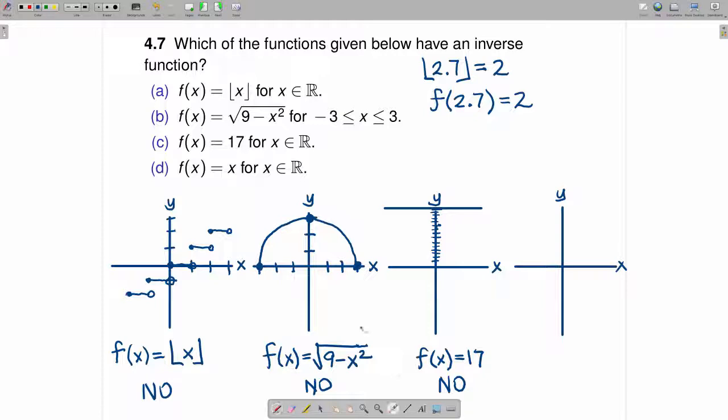Finally, the very last one here is f of x equals x for all real numbers. And that is a line with a y-intercept of 0 and a slope of 1. So that is a 45-degree line that passes through the origin. And notice this particular function, unlike the others, will pass the vertical line test. We know that because it's a function. But it will also pass the horizontal line test. And because it passes the horizontal line test, the answer is yes, this particular one does have an inverse.